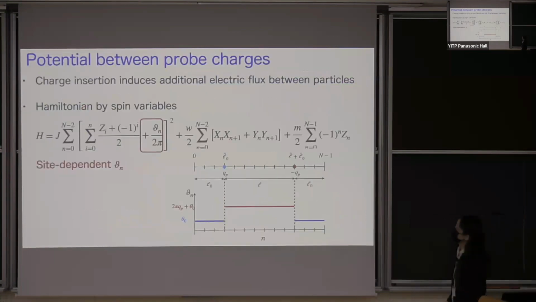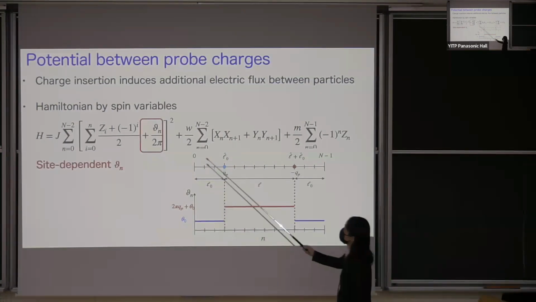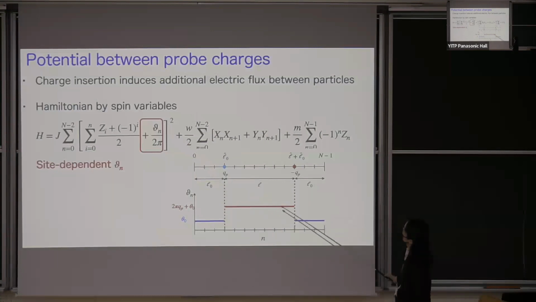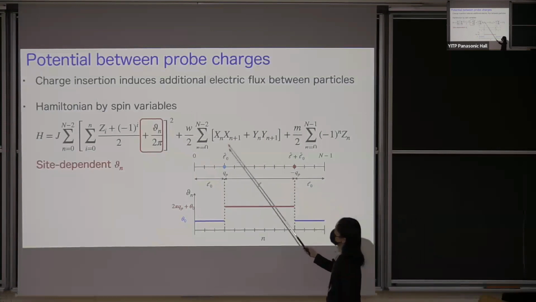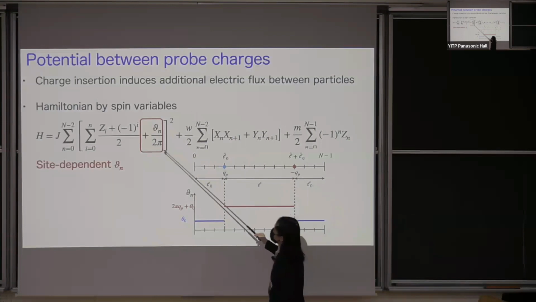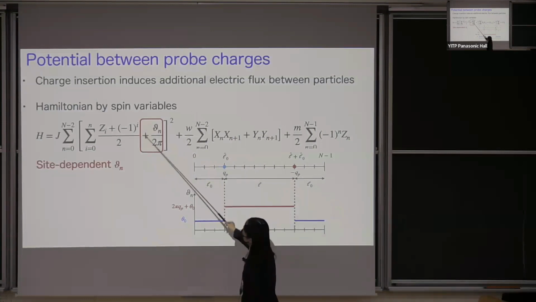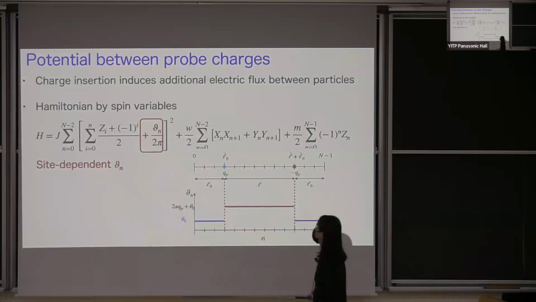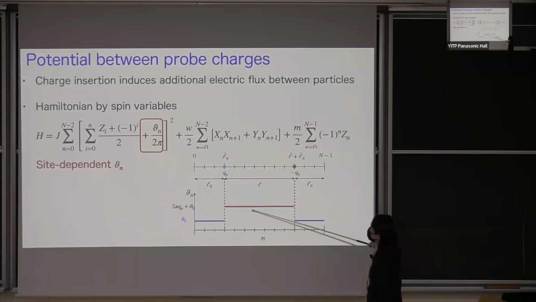And now we would like to consider the potential between probe charges. The charge insertion induces additional electric flux only between the probe charges. To implement such a situation, we change the theta term in the Hamiltonian. So this theta is now a site-dependent theta. This is the setup of the site-dependent theta.